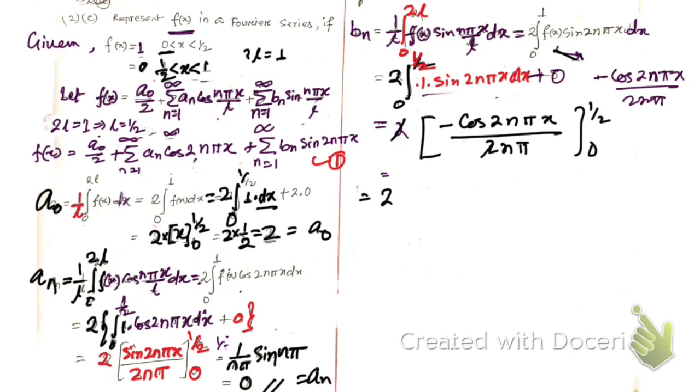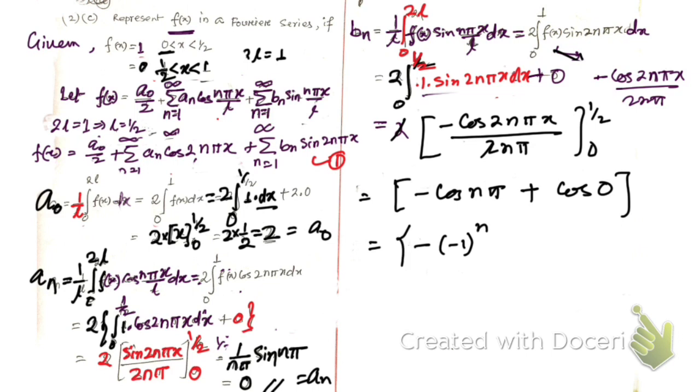So we're going to have minus cos nπ, then minus, and minus plus cos 0 degree. When you put 0 here, you get 0 here. So cos 0 is 1, and cos nπ is minus 1 to the power n, and cos 0 is 1. That is what we're going to have. Now let's put the value of this in bn.